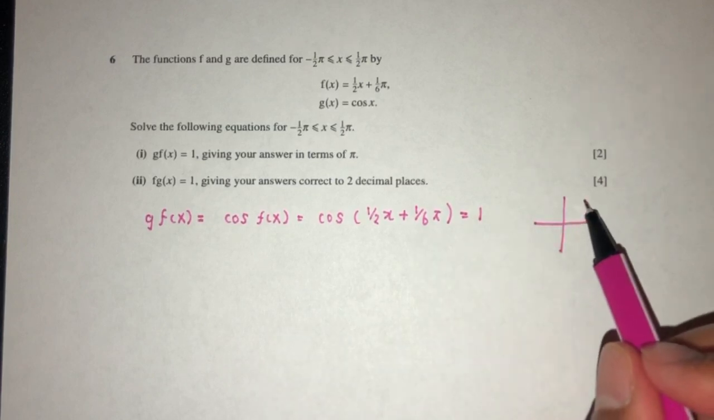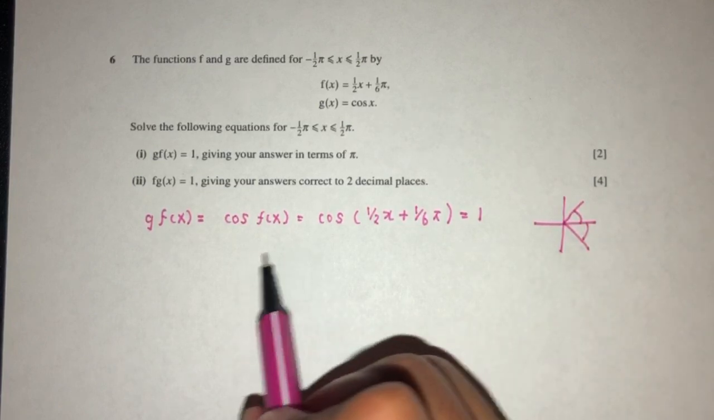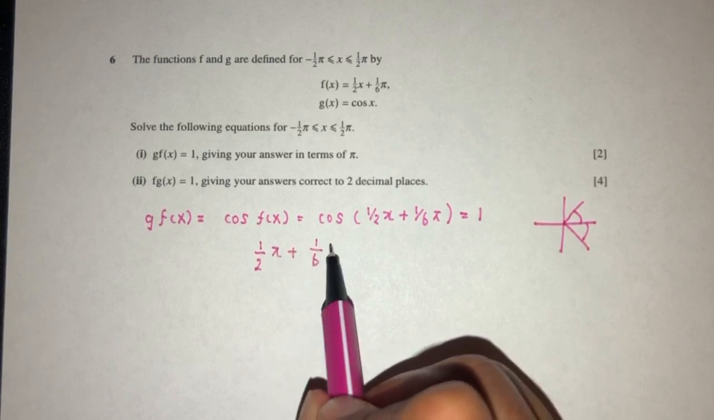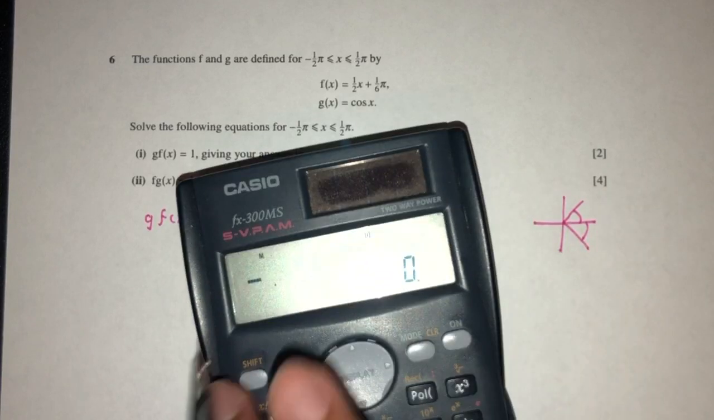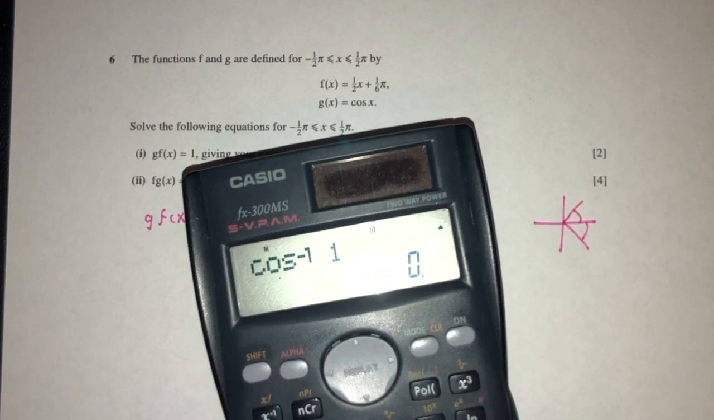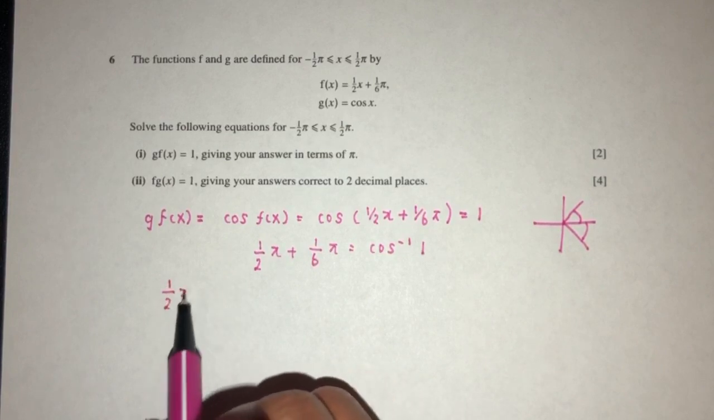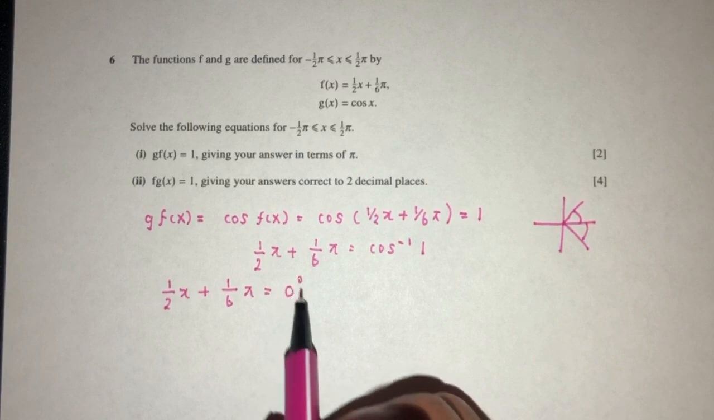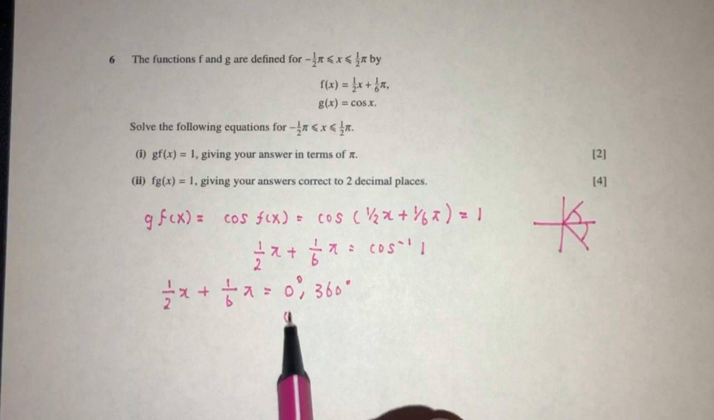It will be in the first quadrant and in this quadrant. Okay, so half of x plus 1 over 6 pi will be cos inverse of 1. So cos inverse of 1 is equal to 0 degrees. That would be, so half x plus 1 over 6 pi is equal to 0 degrees, but also could be 360 degrees. That could be just 0 and 2 pi in terms of radians.